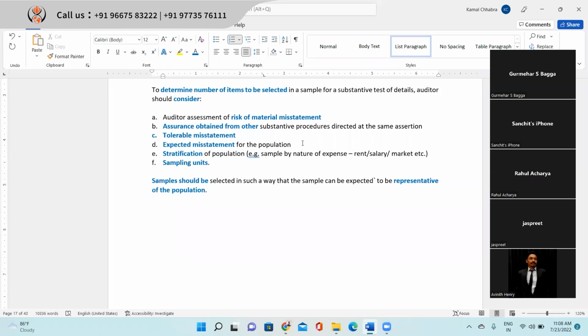Yes, sir. Key point is assurance obtained from other substantive procedures directed at the same assertion. So anyone would like to explain the meaning of this? Assurance obtained from other substantive procedures for the same assertion. Any idea? What does it mean?